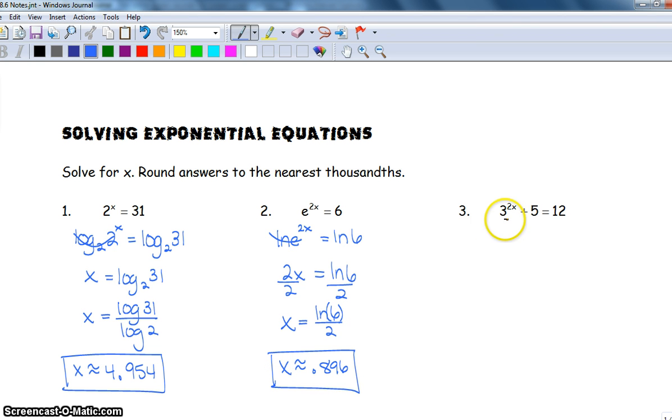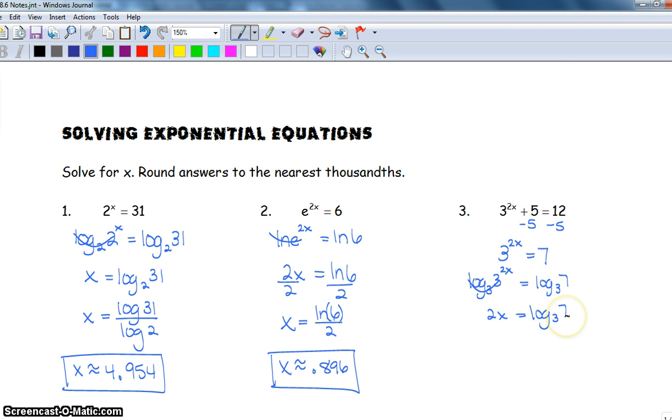Number 3, now I want to get to the x, I want to get to that exponent. What I want to do is make sure that that piece is isolated before I start taking the logs of each side. So I move the 5 over, and I get 3 to the 2x is equal to 7. Now I want to get to that exponent, which means I want to get rid of that base of 3. So I take log base 3 of 3 to the 2x power. That cancels, leaving me with a 2x, which means I have to do that to the other side as well. So log base 3 of 7.